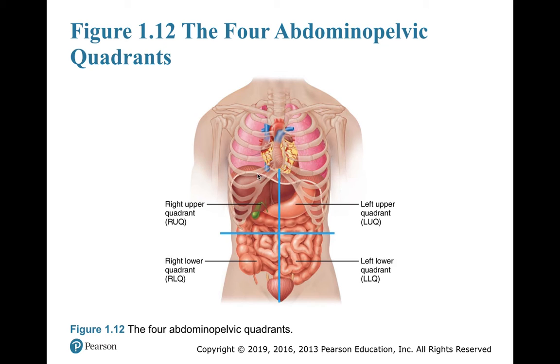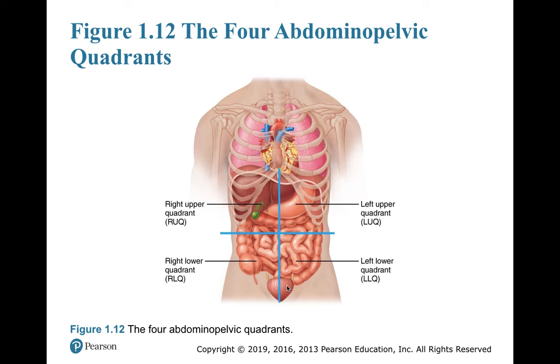So here is our right upper quadrant. See the appendix, I believe, right there. The left upper quadrant, the stomach takes up a lot of that. Right lower quadrant, we get to the intestines, and the left lower quadrant, the intestines. Again, on the other side, also the descending colon and the sigmoid colon. And then this would be our prostate gland, as this would be a male patient.